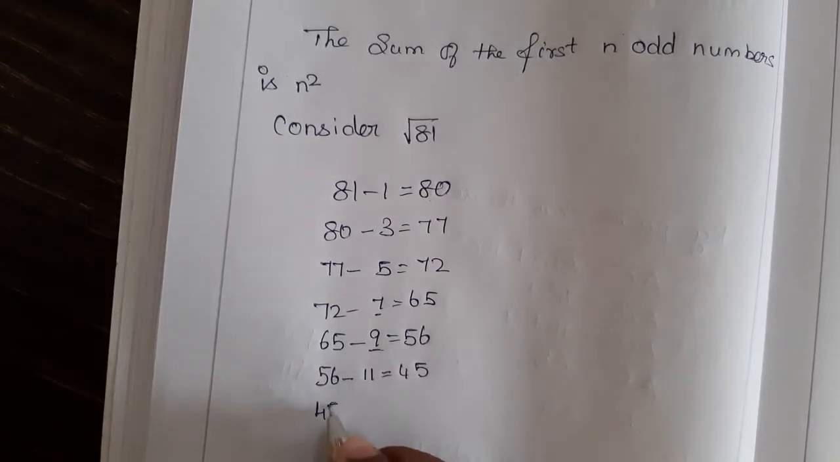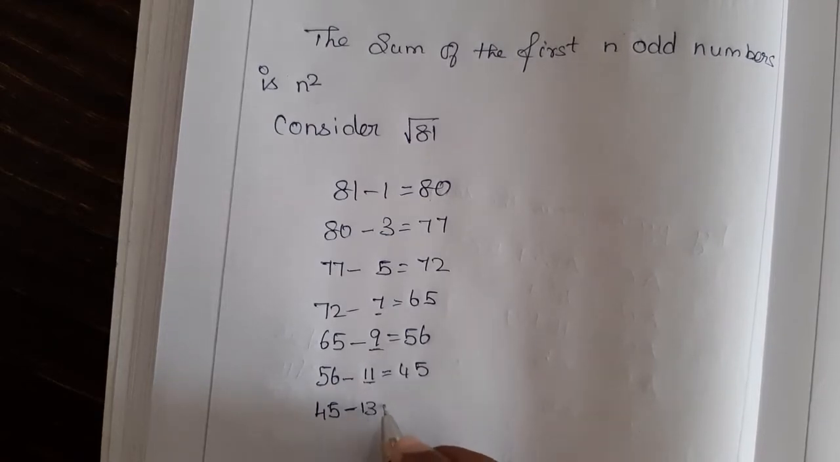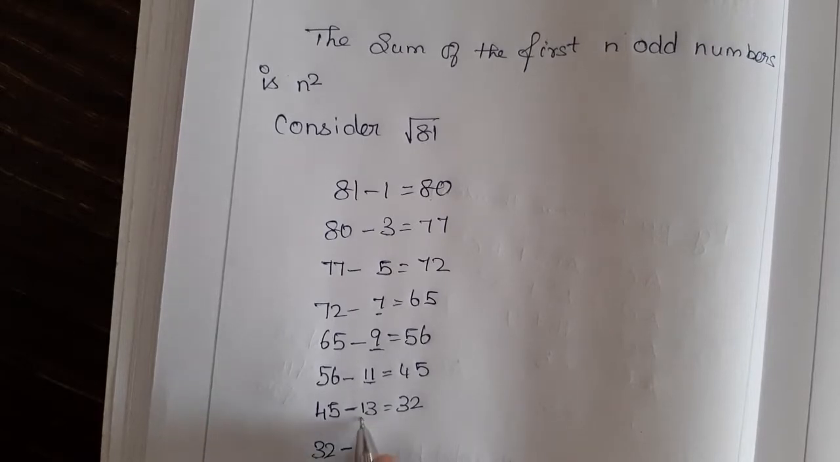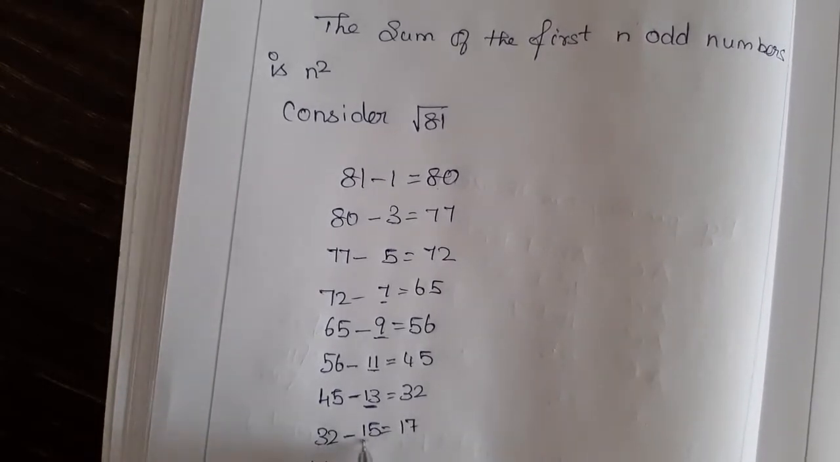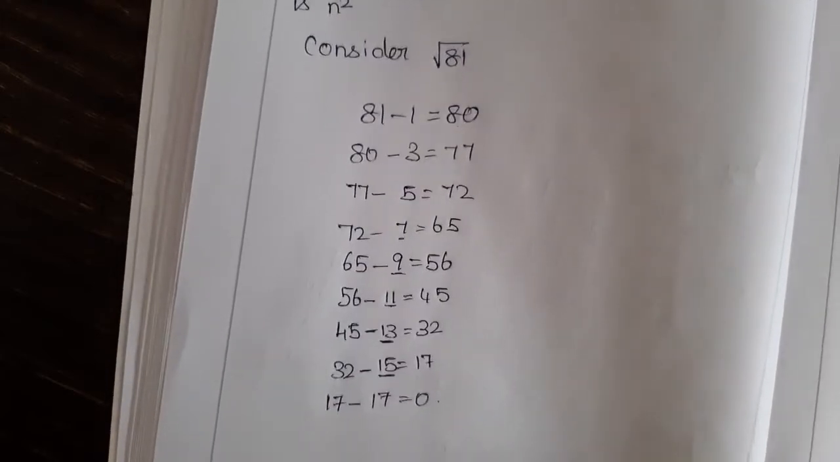Right? And from 45 you subtract the next odd number after 11, which is 13, and you will get 32. With 32, subtract the next odd number after 13, which is 15, and you get 17. You just repeat until you get 0. And from 17 you subtract the next odd number, so the next odd number after 15 is 17. Here we get a value of 0, right?